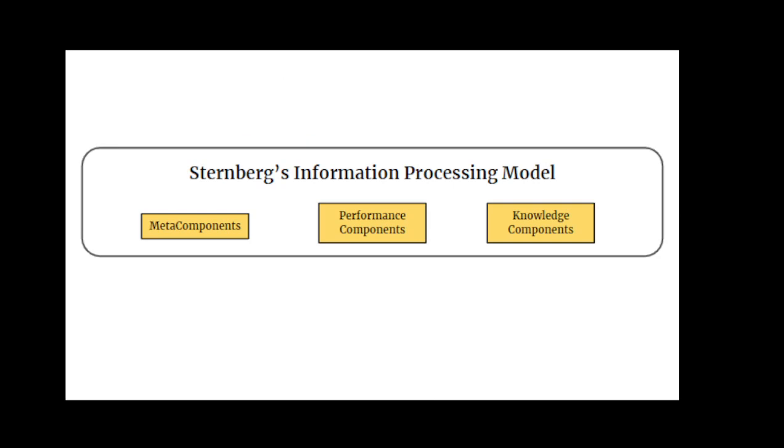Sternberg's information processing model. Now this is another information processing model. This is not a memory storage model. This is more of an intelligence model. And as you can see, the three parts are meta components, performance components, and knowledge components, right? So what are these? Again, let's take an example.